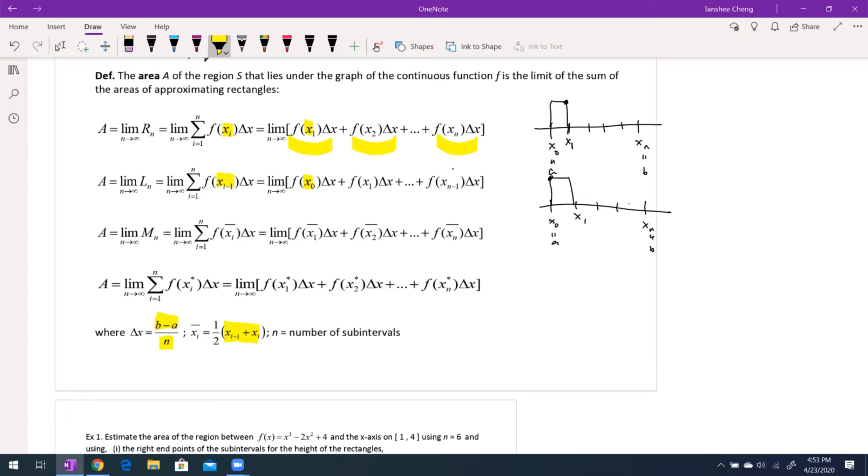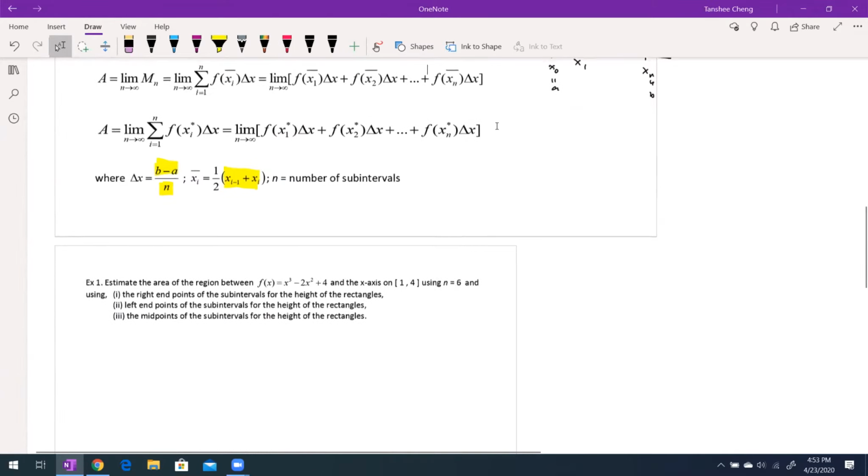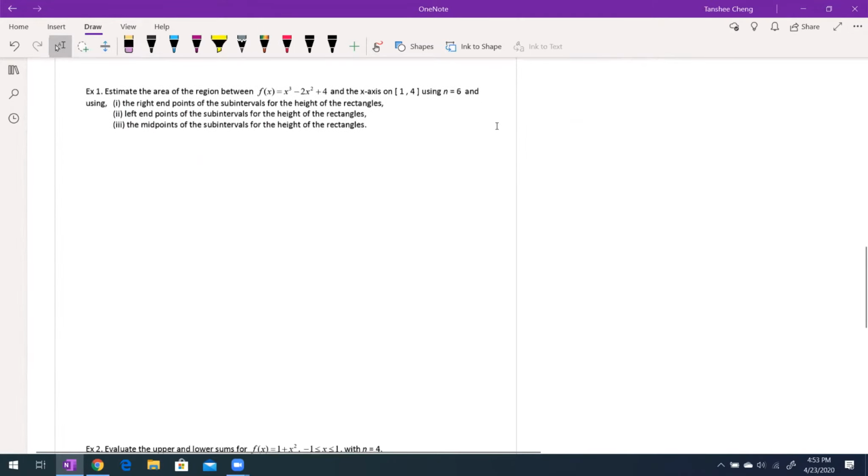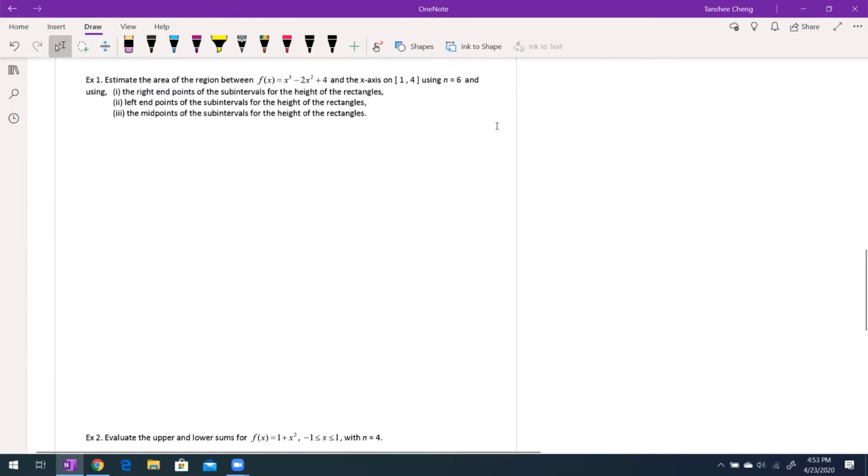So, are there any questions on this formulating part? Are we all okay with this? All right. If you don't have questions, then I'm going to move on to the example.